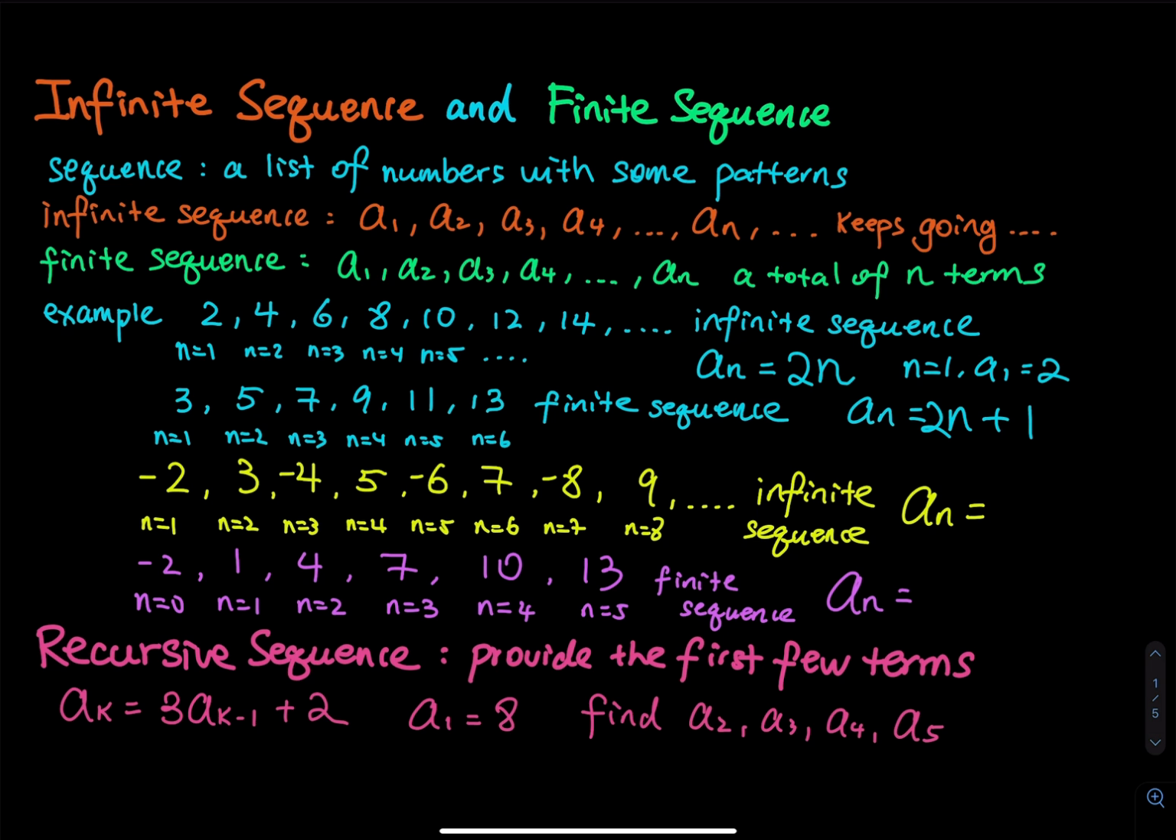And then how about the yellow one? The yellow one, we have -2, 3, -4, 5, -6, 7, -8, and 9. This one has a dot dot dot, so that is an infinite sequence. And then what is the pattern in general? First of all, do you see that the negative sign alternates, right? Negative and then positive and then negative and then positive.